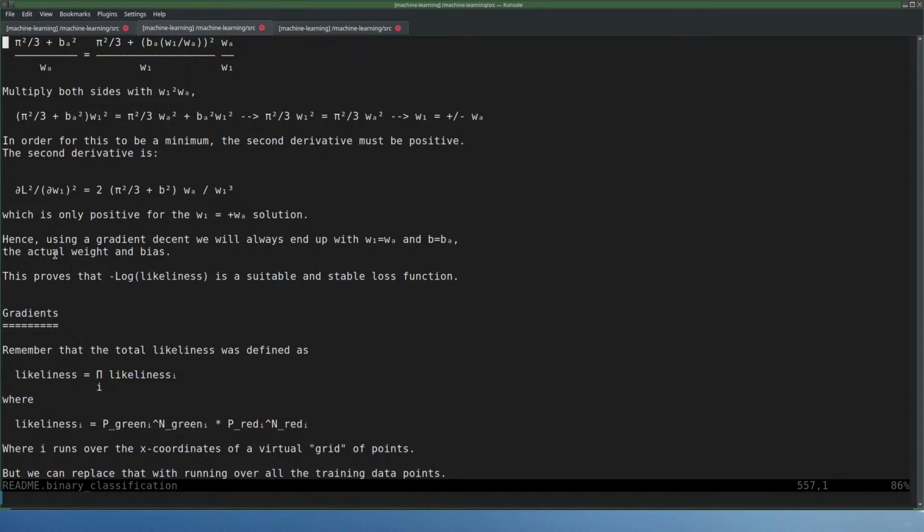Maybe you can skip this part. It's a lot of math, and the only thing in the end that I did with it is write this line. This proves that minus the log of the likeliness is a suitable and stable loss function.